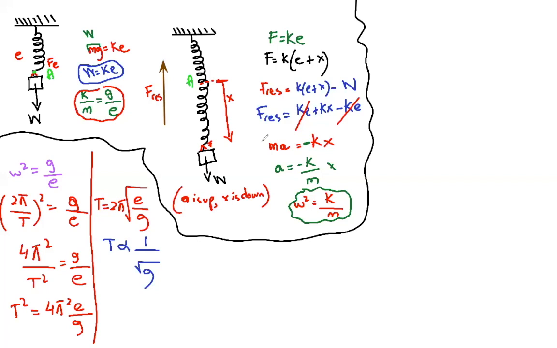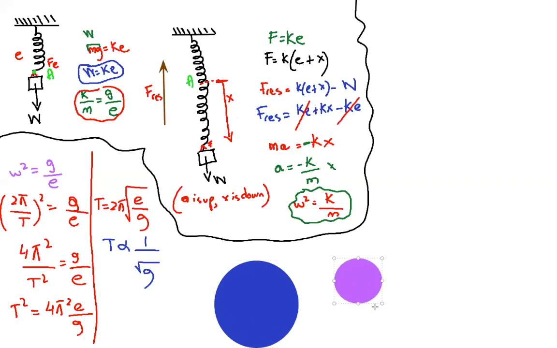Now tell me one thing. Okay, let me make two circles here. Let's say this is Earth, and let's say that this is Moon. Which one of these has greater g? Which one of these has larger value of g? Earth, obviously Earth. So it has a greater g.